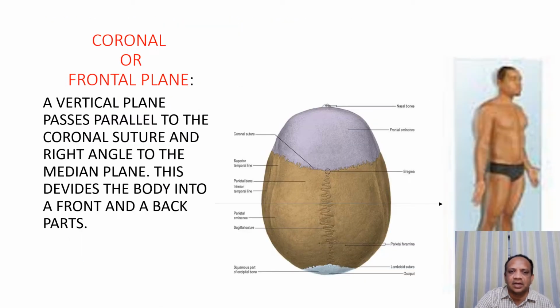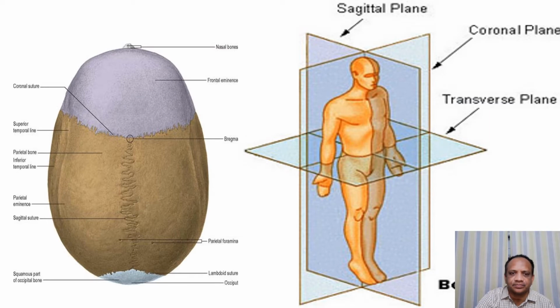Coronal plane or frontal plane is a vertical plane that divides the body into an anterior half and a posterior half, a front half and a back half. It is parallel to the coronal suture. Corona means like a crown, so this is the coronal suture. This is the sagittal suture. So this plane passes parallel to the coronal suture and at right angles to the sagittal suture.